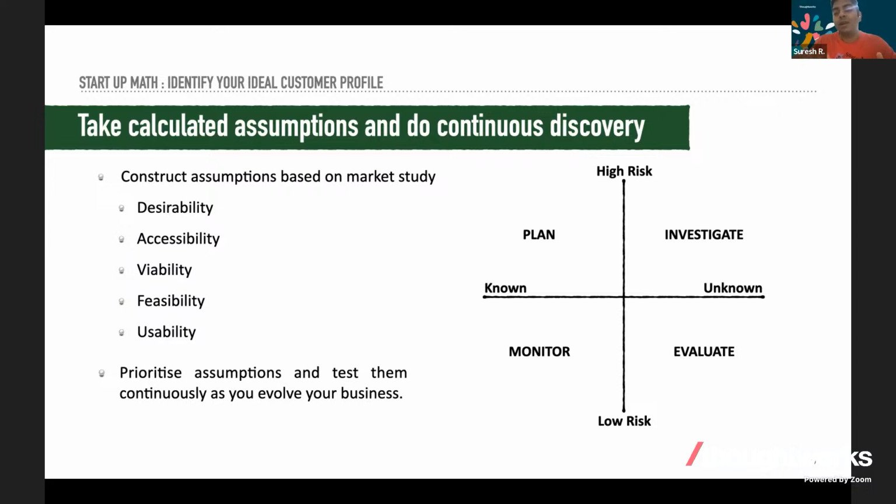And then you have a low risk and a high risk on the y-axis. That is basically, if the assumption is proved to be wrong, what is the risk to your business model? So that is what we capture as part of the y-axis. And based on this, we have to continuously discover our assumptions and pressure test them.